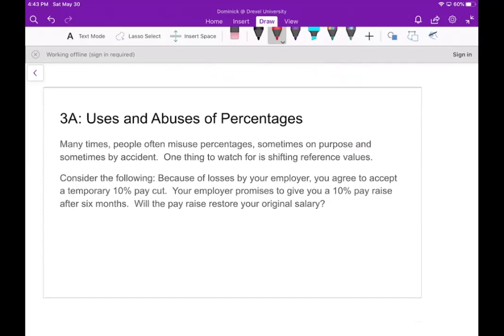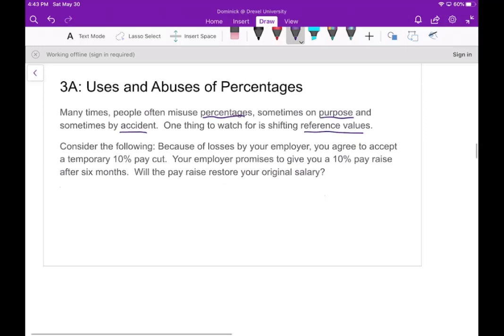All right, now I want to talk about some misconceptions regarding percentages to close out this video. And that's sort of the ideas where you have people misusing percentages, which can sometimes be on purpose or, of course, sometimes by accident, right? And one thing that we'll see in this example is where you have what are called shifting reference values, right? So let's consider the following.